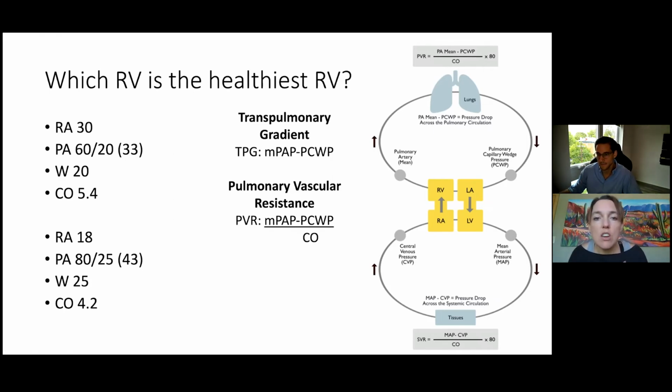So what we've done here is, if you take a look at the left-hand side of the slide, we have two patients. We have a patient that has a right atrial pressure of 30, with a PA pressure of 60/20, with a mean of 33, a wedge of 20, and a cardiac output of 5.4. And then we have the bottom patient who has a right atrial pressure of 18, PA 80/25 with a mean of 43, wedge of 25, and a cardiac output of 4.2. So the question is, which patient has the healthiest right ventricle?